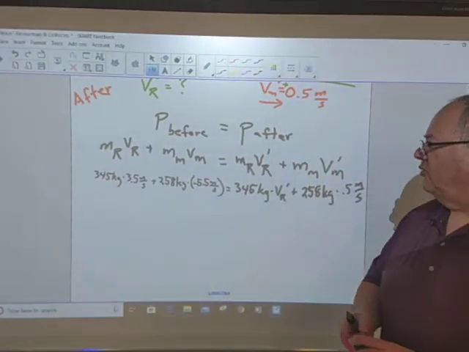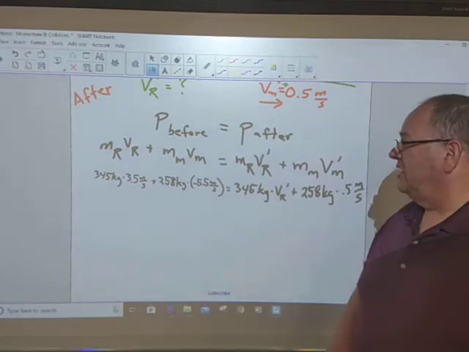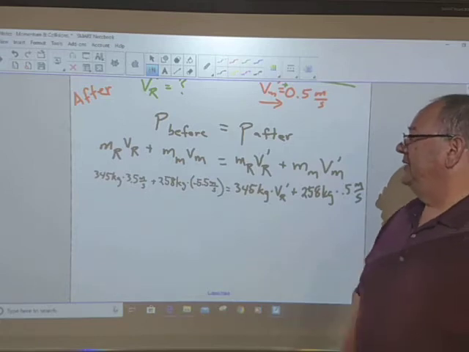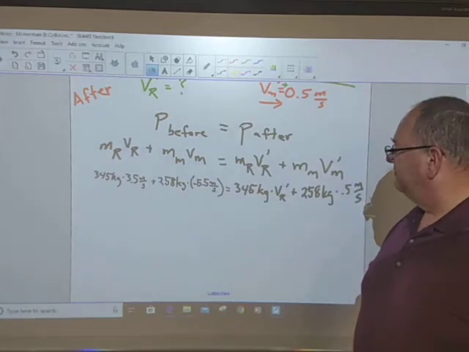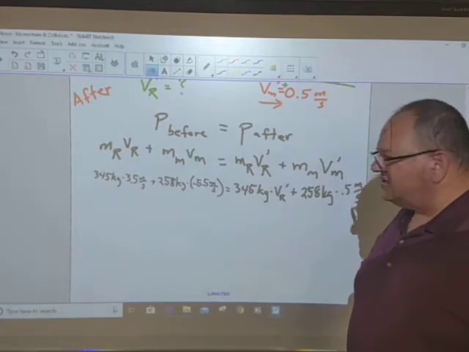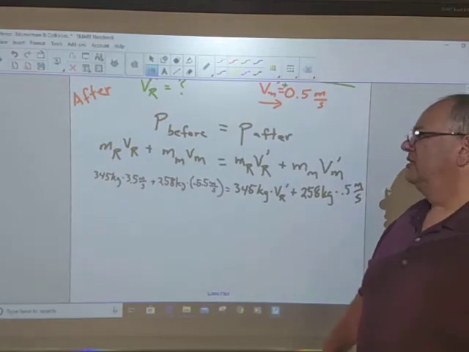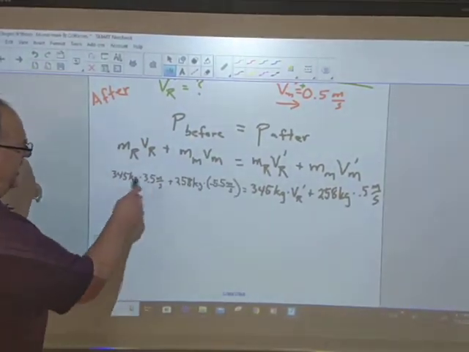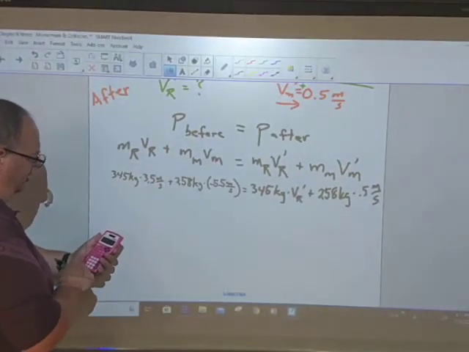Now, I usually like to work out all my algebra first before I plug in numbers, and for whatever reason, momentum problems are just always awkward. They just look ugly. They're not difficult. They just look ugly. And you've got to be patient with them, work through them. I put my numbers in already. I'm going to keep going. But I can simplify a little bit along the way.